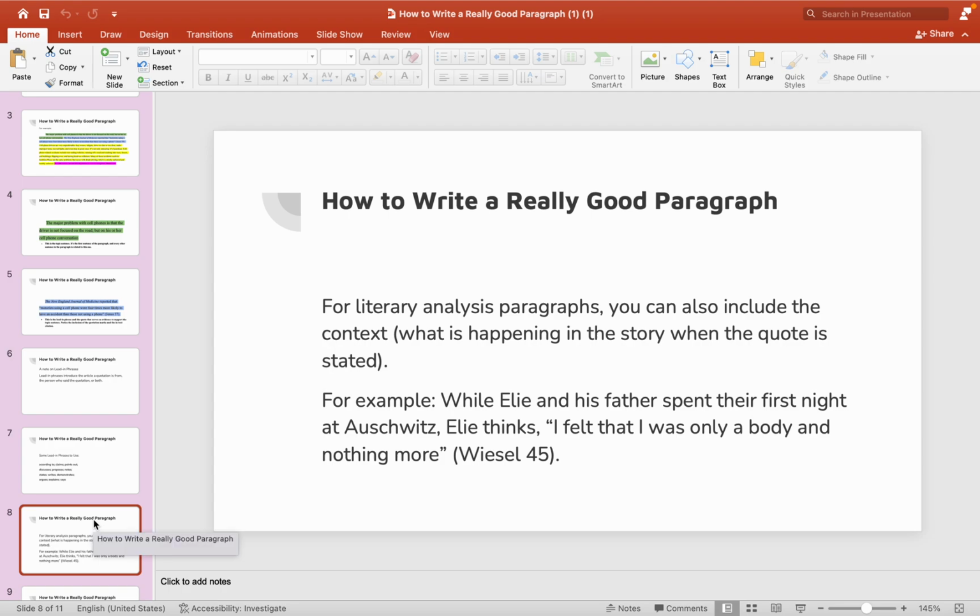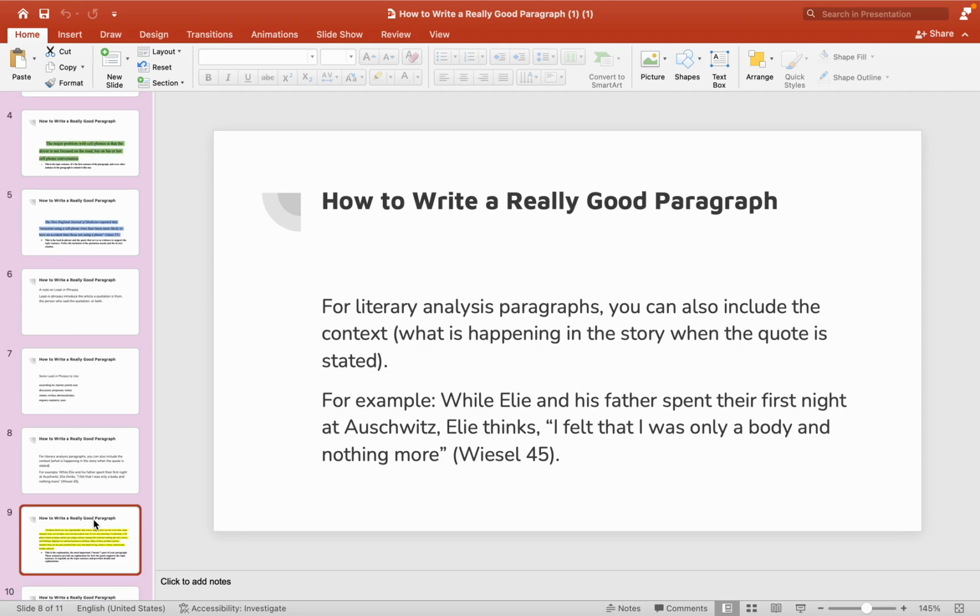For a literary analysis paragraph, you can also include context, like what's happening in the story when the quote is stated. So something like, "While Eli and his father spent their first night at Auschwitz," that's the context. "Eli thinks," that's the lead-in phrase. And then "I felt that I was only a body and nothing more" is the quote. And then "Wiesel 45" is our in-text citation.